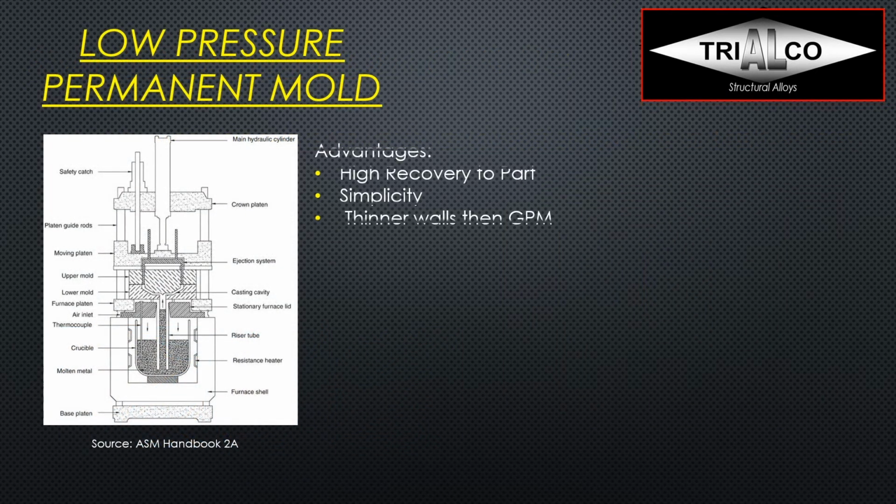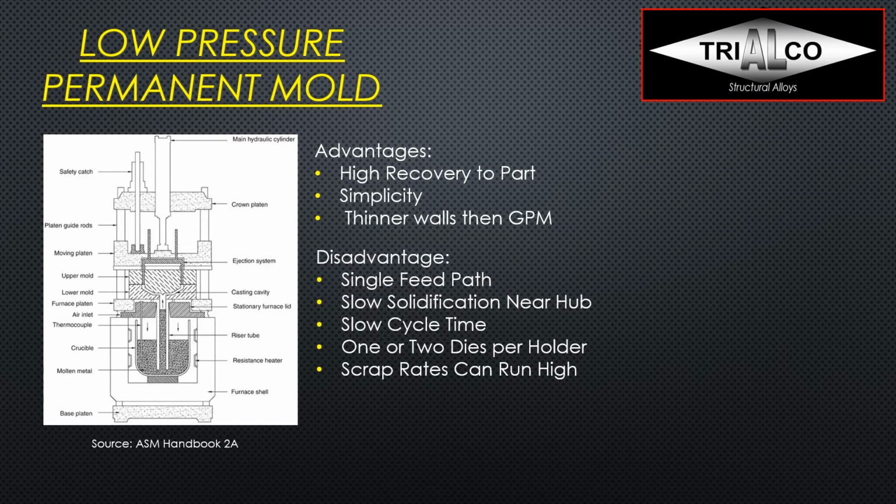So now, after gravity and tilt pour, we are going to get into low pressure permanent mold. Of course, the advantage is that you have a high recovery to part ratio. It's simple, and you can cast thinner walls than with gravity. Therefore, if you look at typical applications, it's a lot of wheels. Pretty much all the wheels in America are made with this process. Then the disadvantages are that you have a single feed path, normally coming from the bottom through the upstock into the die.